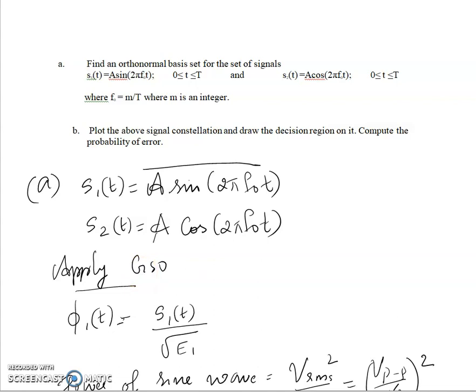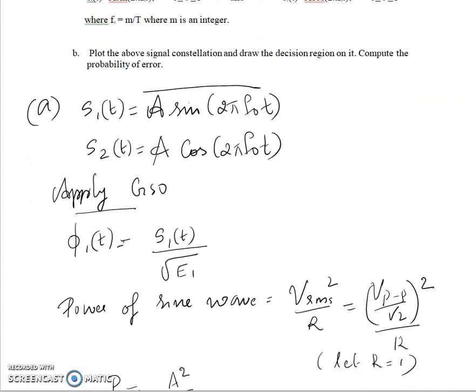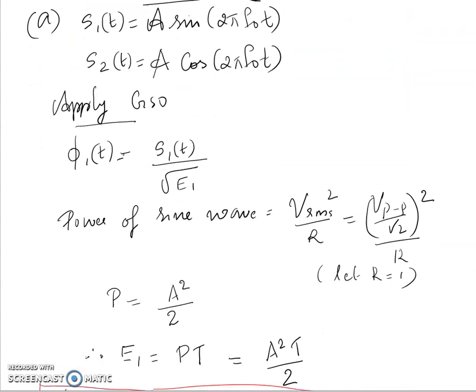So by the Gram-Schmidt orthogonalization procedure, we know the first basis function is defined as the first signal divided by root of energy of the first signal. So first we need to find the energy of the signal. The energy of the first signal is known as E1. To find the energy of the signal, here we are given a sine wave.